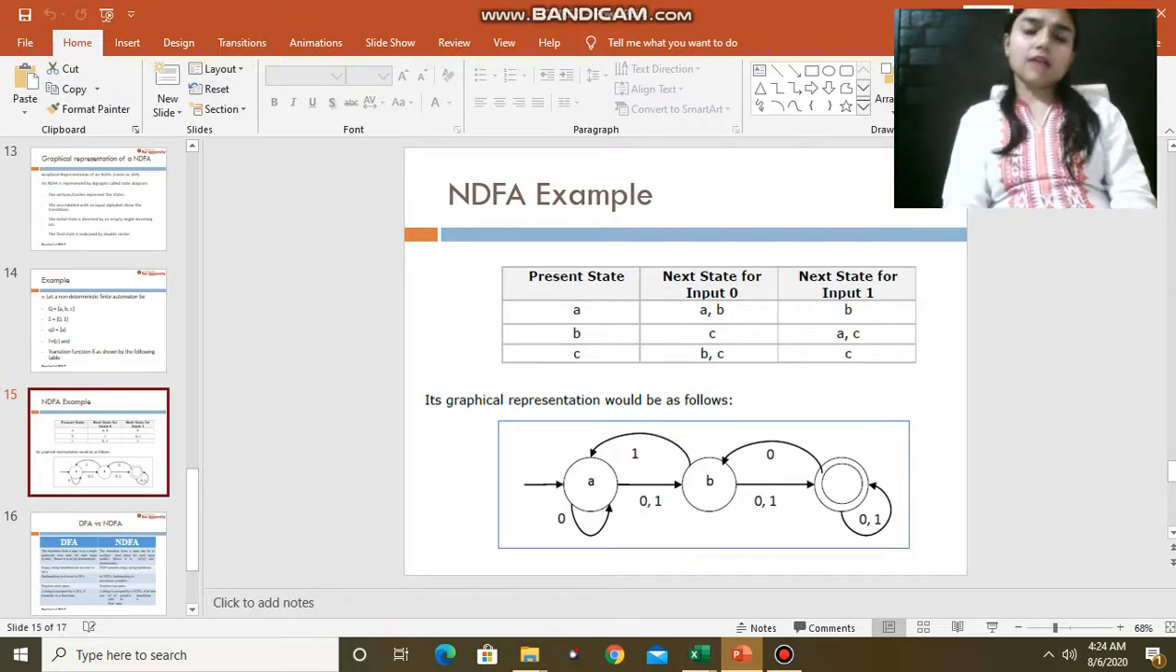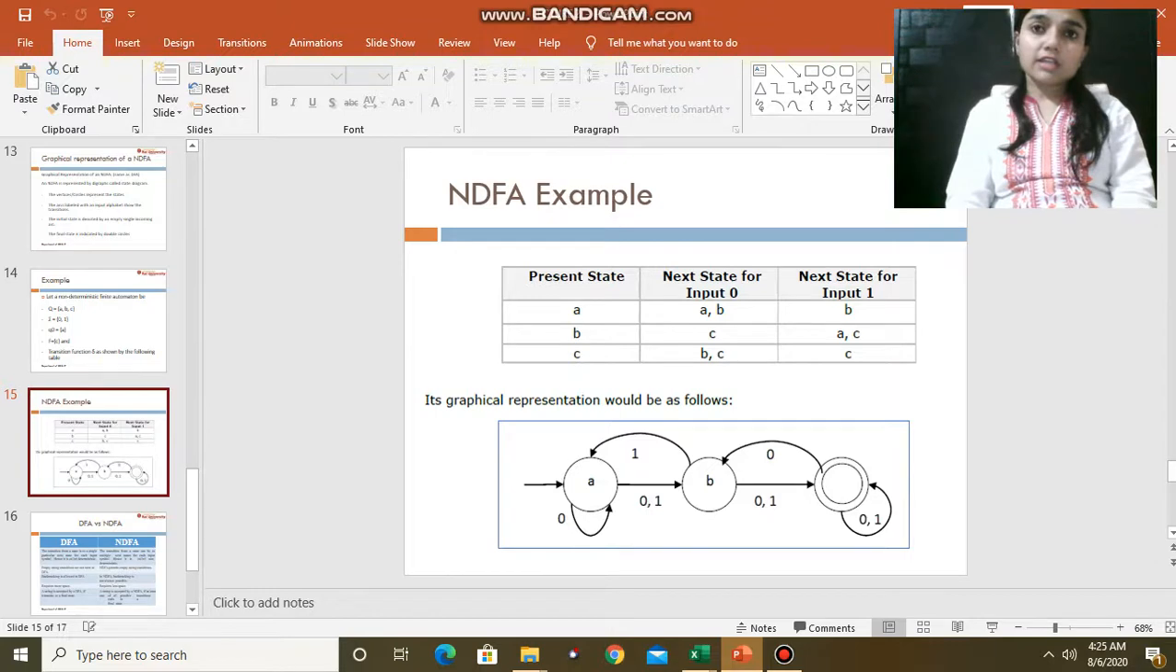Now I will explain the NDFA with an example. You are staying at Ratu Road, and you have to reach either Piscamore or Harmo. Also there is a third destination, that is main road. So from Ratu Road you can move to Piscamore, or you can move to Harmo, or you can move to main road.